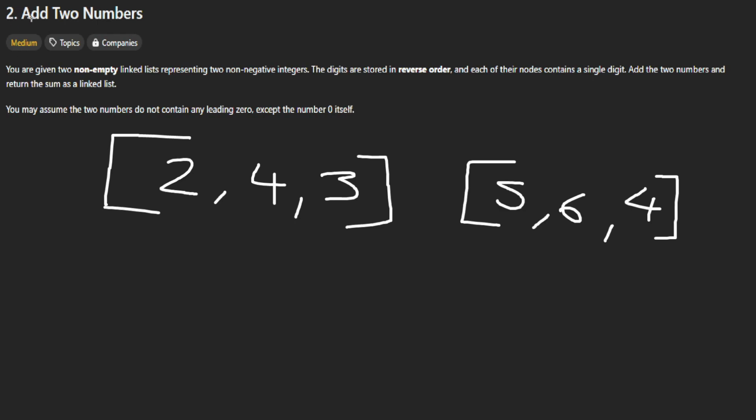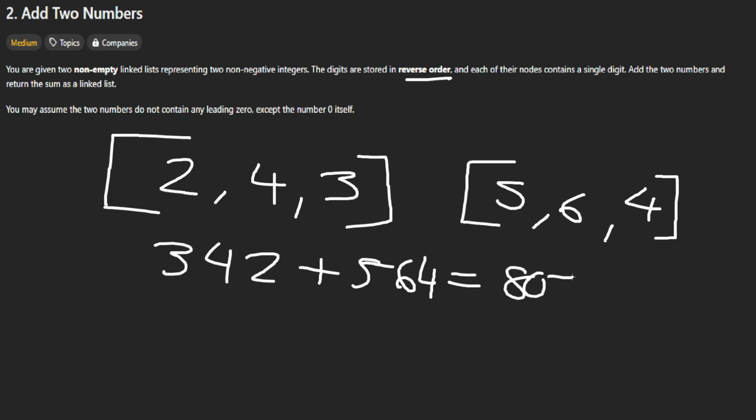LeetCode 2, Add Two Numbers. In this case, I've already written out what the example array looks like, but this is as simple as 342 plus 564, right? Which gives us 807. Cool.